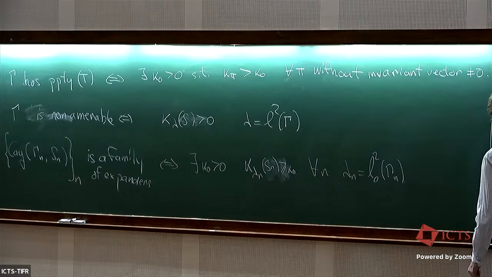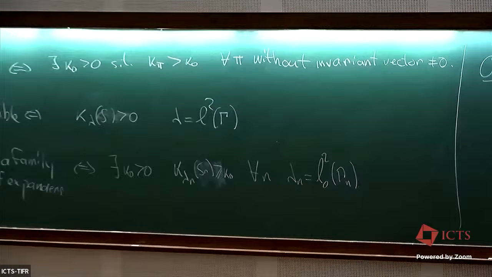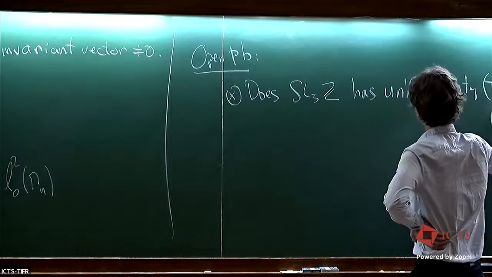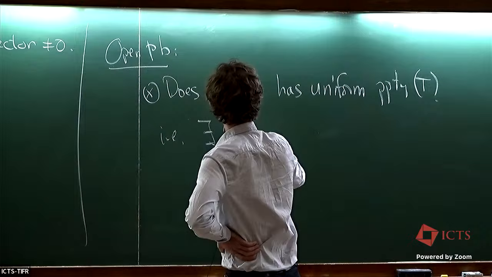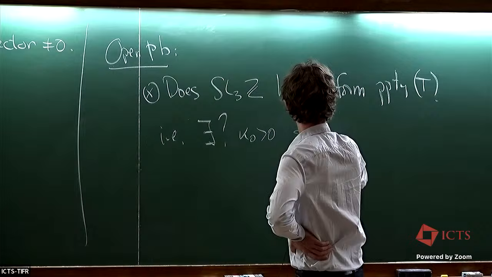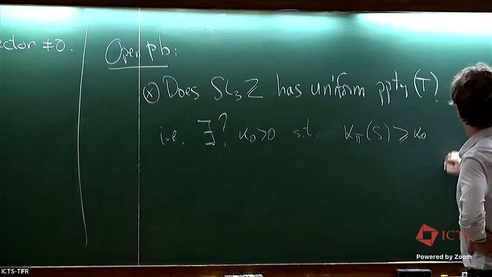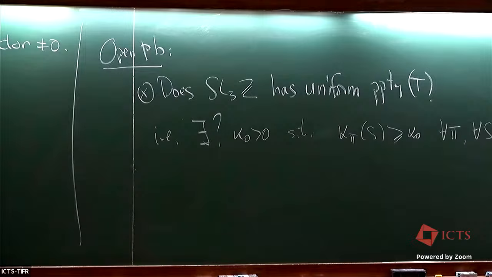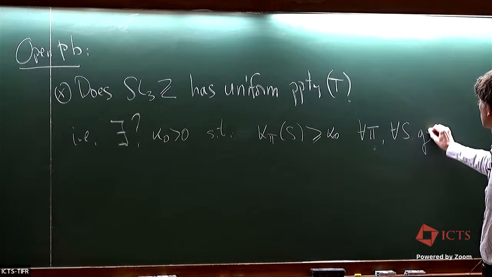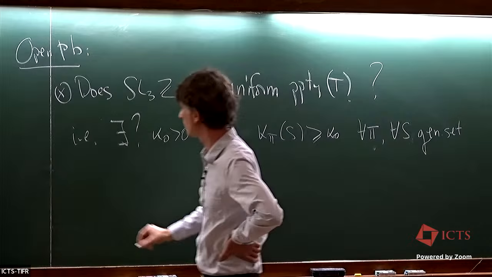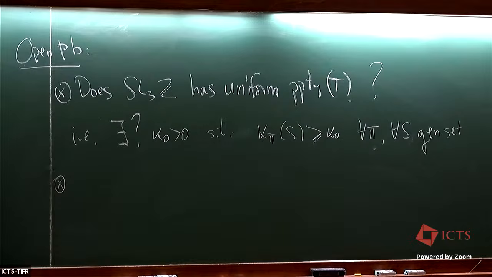We know that SL3Z has property T, but does SL3Z have a uniform property T? Namely, does there exist a k naught, independent of the generating set, such that k pi of S is bigger than k naught for every pi without invariant vector and for every generating set? This is an open problem, and it seems that clearly a new idea needs to be found.